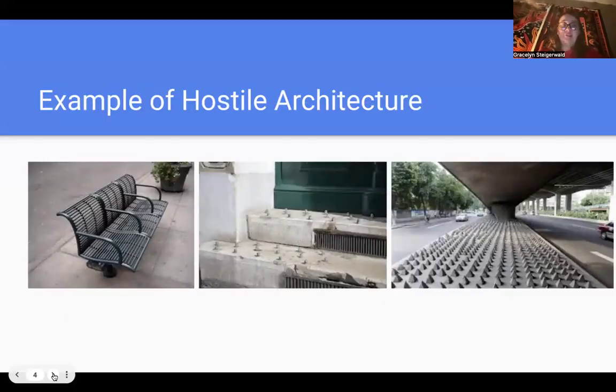Now I just wanted to show you some examples of hostile architecture as the definition is hard to describe. First there are these benches. These benches have dividers in them, and the defense purpose is to stop people from lying on the bench and adding to the amount of seats for citizens.